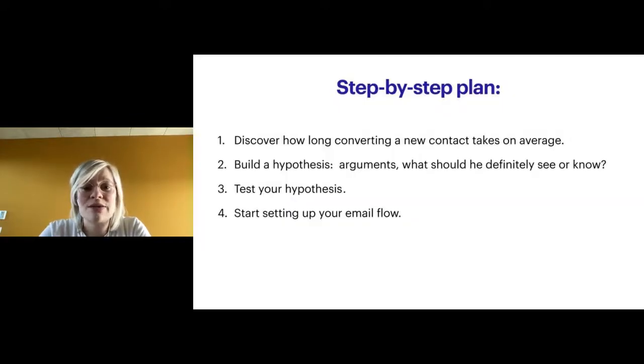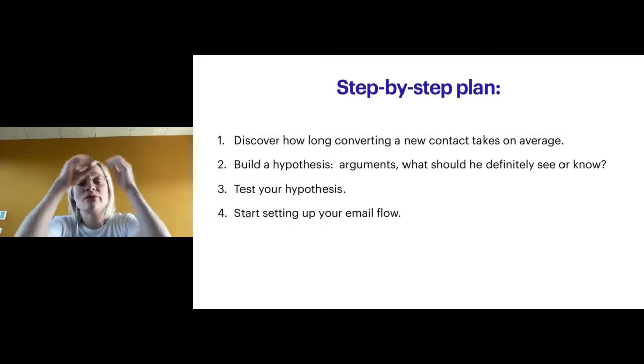For a step-by-step plan, you first need to discover how long converting a new contact takes on average. And then you're going to build a hypothesis. What are the convincing arguments for conversion, or what should a prospect have seen or done at least? Once you know the average conversion time, making hypotheses about the actions or functions that may impact retention is the next step. A good first step is to look at or ask your most loyal users and compare that information with the prospects you have lost.